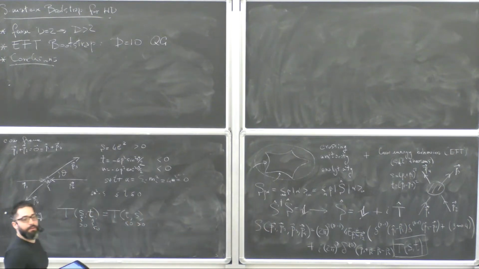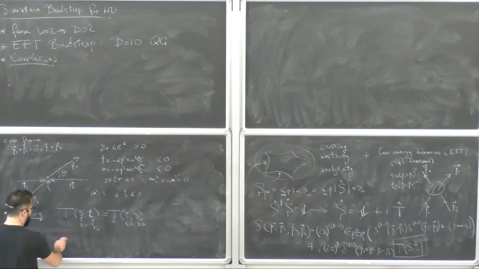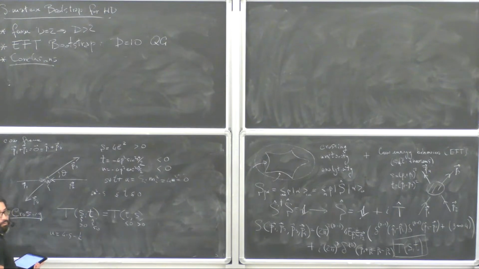Sorry? So this equation works when u is equal to 0, or is it any u? This is for any u because u is just 4 minus S minus T. So it will be negative.